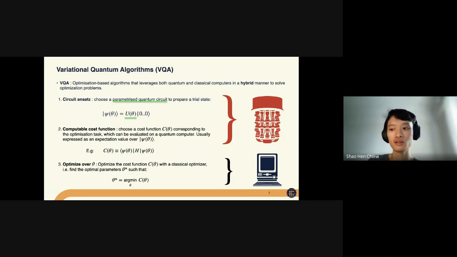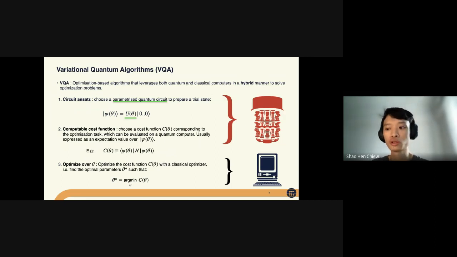Oracles are circuits that allow you to access properties of a quantum state, but an ansatz is a parameterized quantum circuit that allows you to prepare a parameterized quantum state. So that when you vary this parameter, you are able to reach different quantum states in the Hilbert space. Those are two different things.